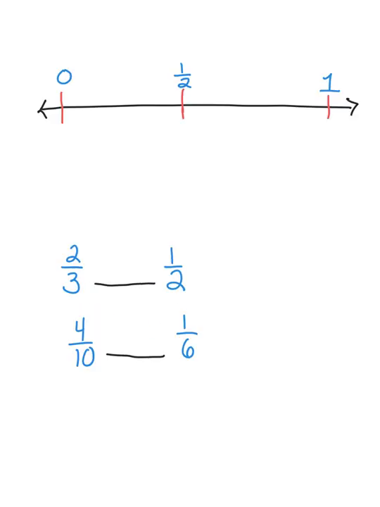In this problem, they want us to take 2/3 and a half and 4/10 and 1/6 and place them on the number line. And once we place them on the number line, then we can actually figure out who's greater, less than, or equal to. So if we look at 2/3, let's make a tape diagram and demonstrate 2/3.